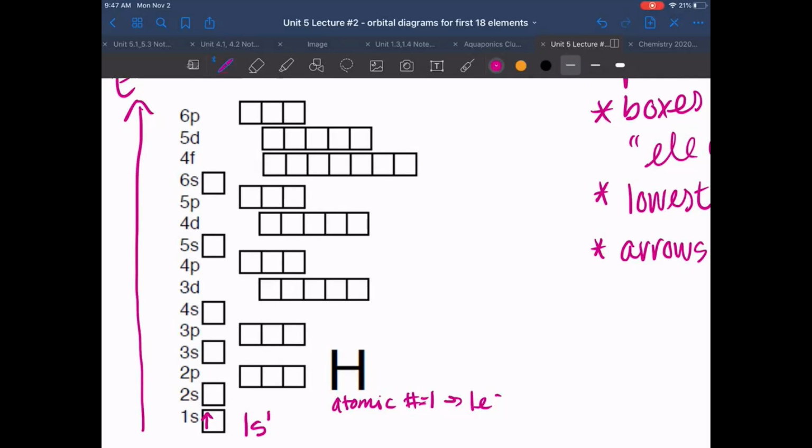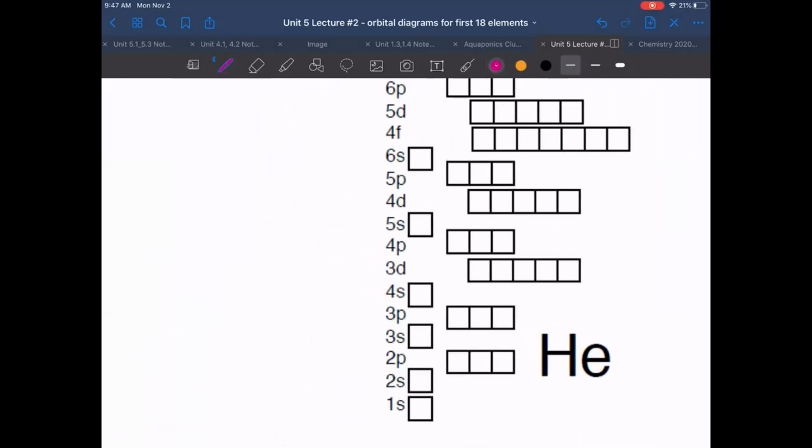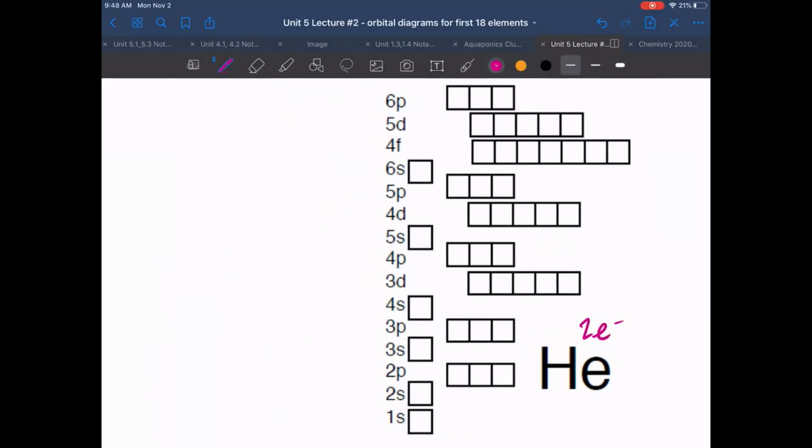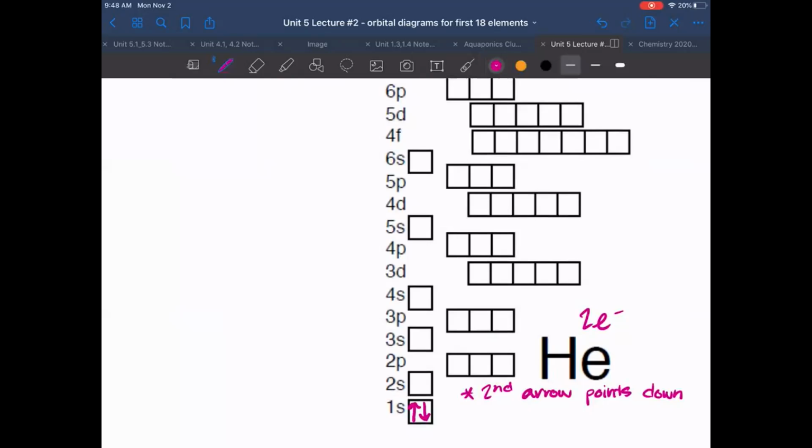Okay. All right, now we're going to go all the way to the right and talk about helium. Helium has what atomic number? So that means we have 2 electrons. We started with 1 up arrow, and now the other electron is going to be a down arrow. Like I said, it has to do with the spin. This is what makes these electrons happy. Every box can have 1 up and 1 down arrow. So that second arrow points down. If we were to write that electron configuration, it is 1s, and how many electrons are in the 1s sublevel? 2. So our superscript is now 2.